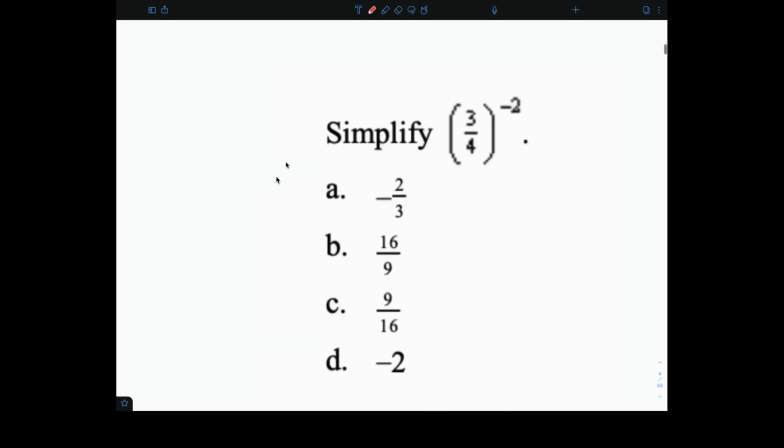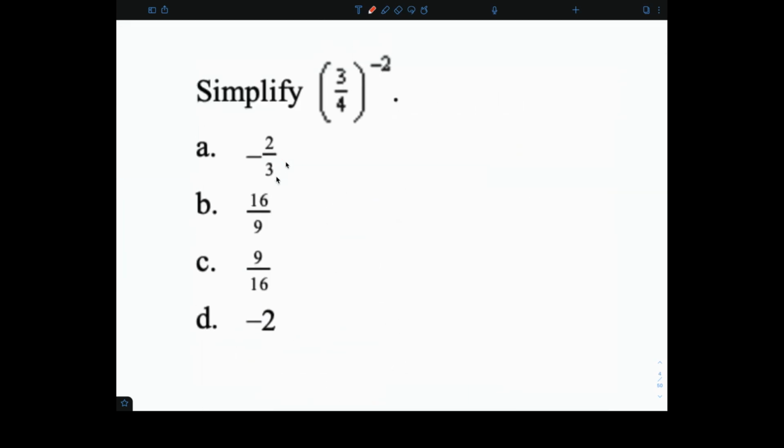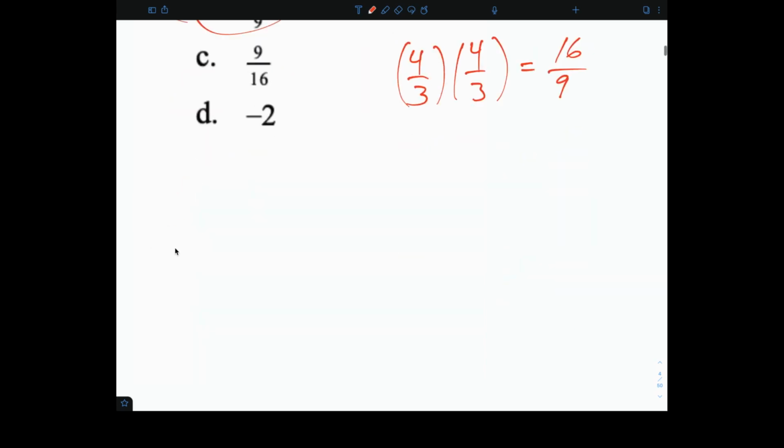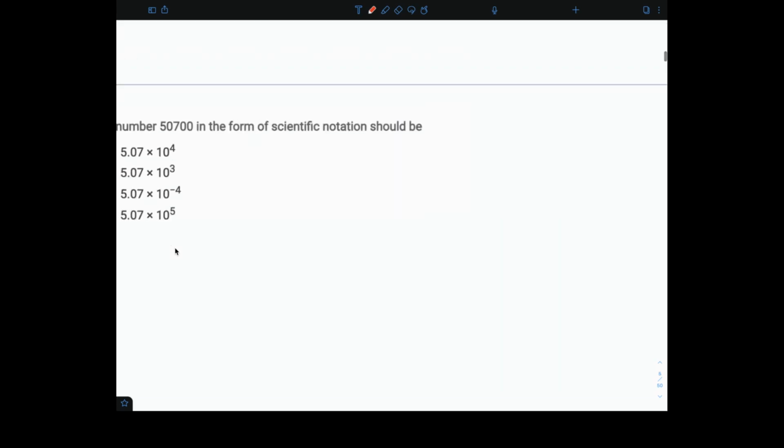Next one. Here we have a negative exponent, and negative exponents is a fancy way of saying reciprocal. Okay. So that means that I'm left with 4 over 3 squared, and keep in mind that that just means 4 over 3 times 4 over 3, right? When you square something, it just means you're multiplying it by itself. So 4 times 4 is 16, 3 times 3 is 9, 16 over 9 is my final answer. Let's keep this going.